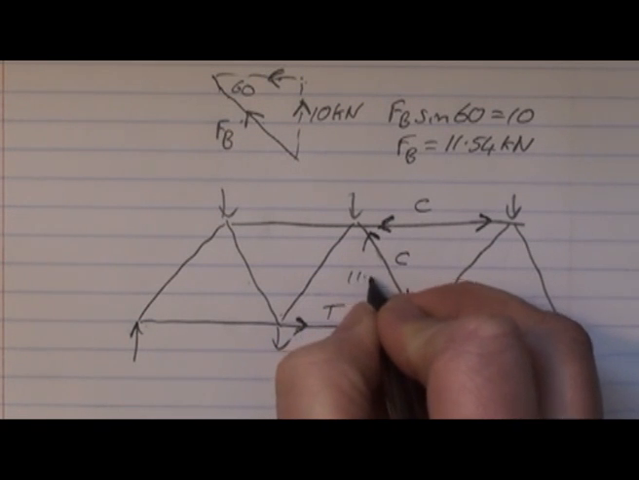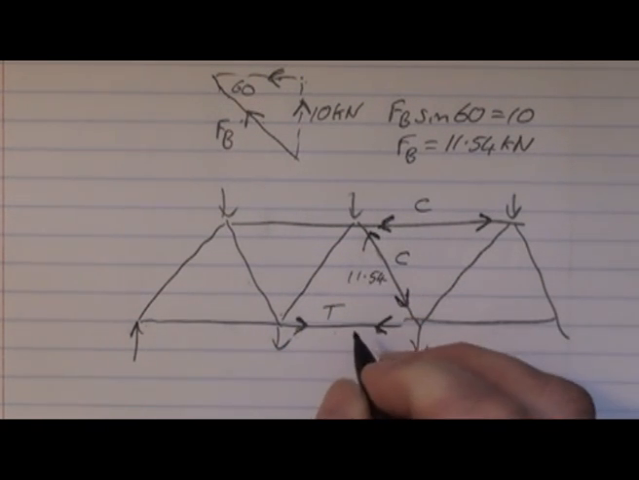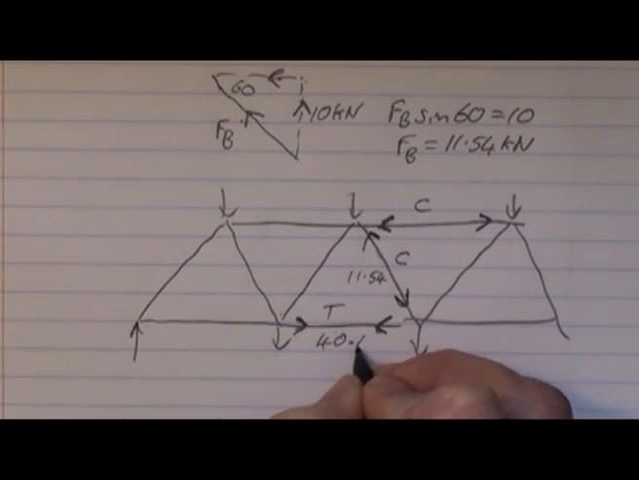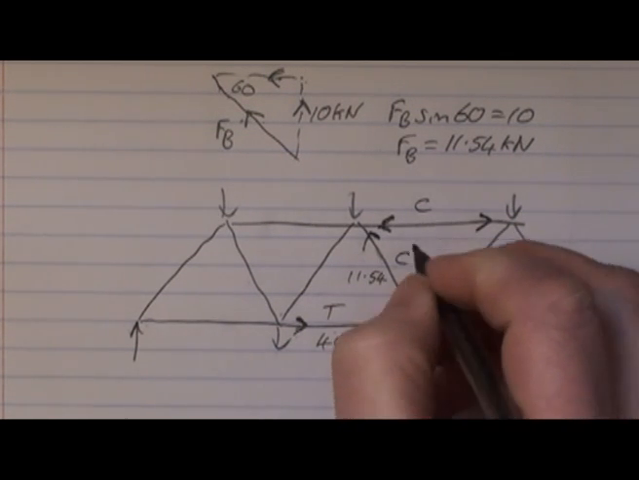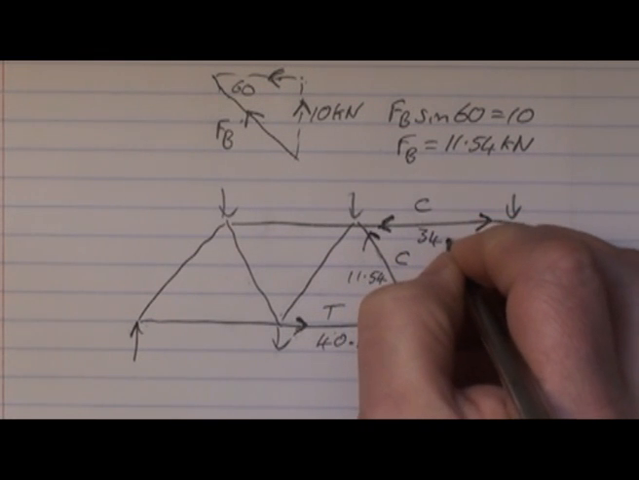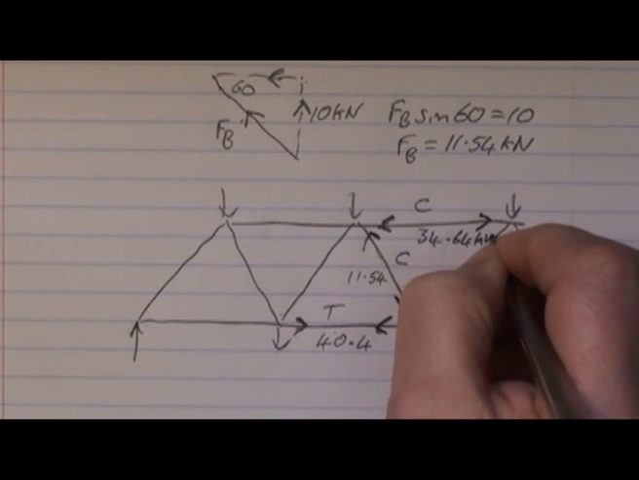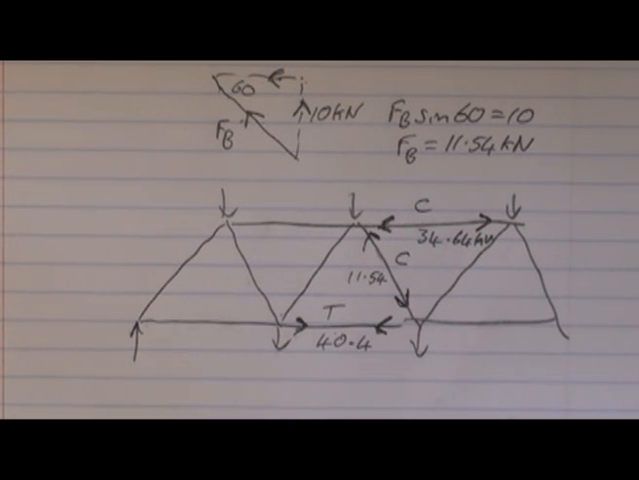So 11.54 and 40.4 kilonewtons and 34.64 kilonewtons. And that's method of sections.